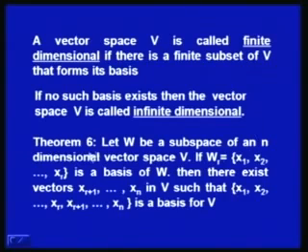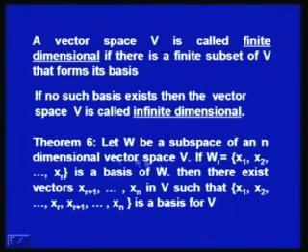On the basis of this, we write down a theorem. It says that let W be a subspace of an n dimensional vector space V, and if W_r, consisting of r vectors x1, x2, ..., xr, is the basis of W, then there exist vectors x_{r+1}, ..., xn in V such that x1, x2, ..., xr, x_{r+1}, ..., xn is a basis for V.